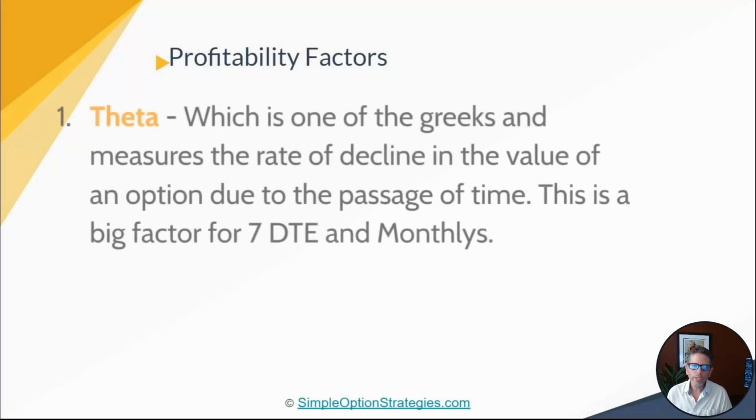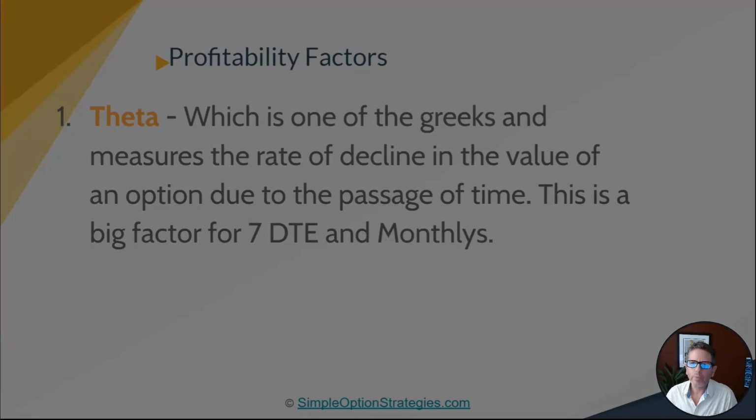Number two is theta. Theta we just talked about. Theta is the rate of decay or rate of decline in the value of the option due to the passage of time. That's a big factor for 7DTE in month. And then number three is the direction.